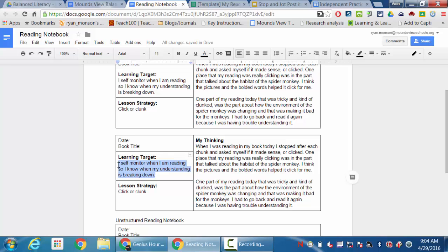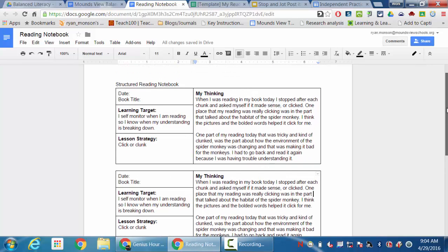Now, one of the big advantages of the reading notebook is, well, organizationally, it gives a nice, neat structure for students, and it also gives them the ability to go back and forth between the different structures fairly easily without drawing messy lines in notebooks or things like that.